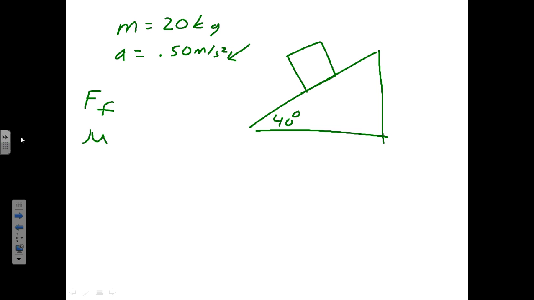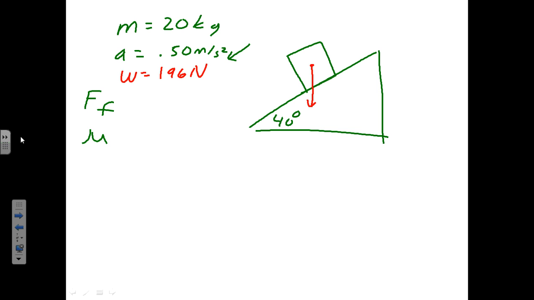As always, first thing we're going to do is come to the center of our box. We're going to draw a line straight down, and that always represents what? Weight. We need to calculate the weight. 20 times 9.8 is going to give us what? 196. That's the weight, 20 times 9.8. So this red line is 196 newtons.